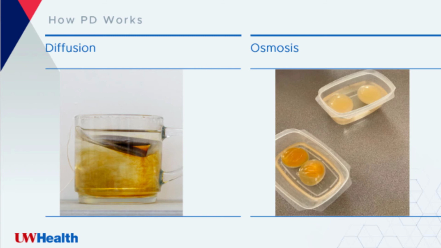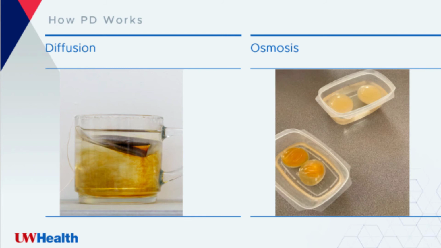Another method of clearance is osmosis. Osmosis refers to the movement of water. Notice in the picture how one of the eggs in the containers looks shriveled and the other ones look swollen. The shrunken eggs are in a high glucose solution, causing the water to move from the inside of the egg to the outside. In the container with the swollen eggs, it is plain water, causing water to move inside of the egg where there is more glucose.